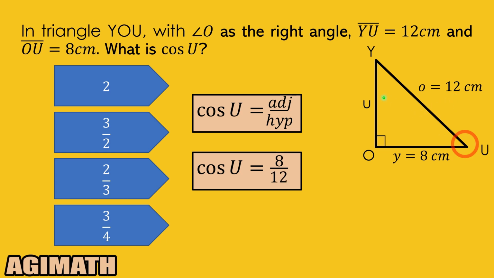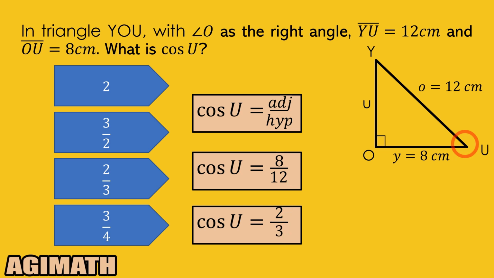Now, the basic rule for function, always simplify in its lowest term. So, 8 and 12 are divisible by 4. 8 divided by 4 is equal to 2. 12 divided by 4 is equal to 3. Therefore, the answer is 2/3.